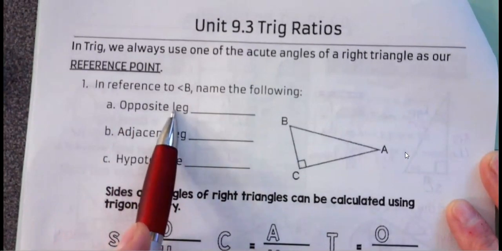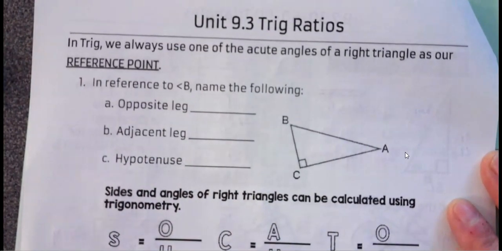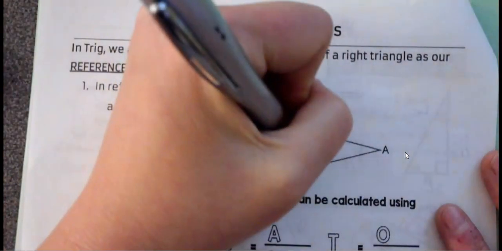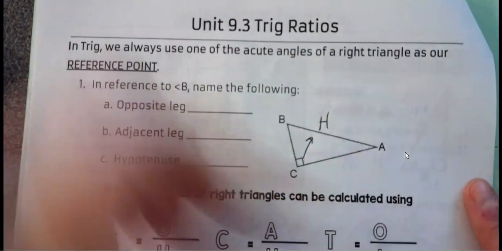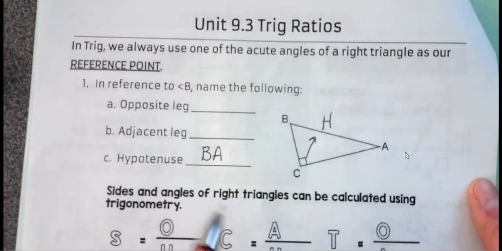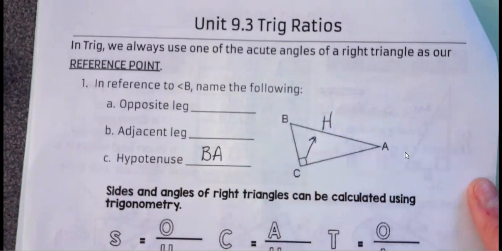So opposite leg, adjacent leg, hypotenuse. We already hopefully know what the hypotenuse is. So I'm going to put an H on the hypotenuse. If you don't remember what the hypotenuse is, you take the right angle and you point across the triangle. That's the hypotenuse. So we're going to call it BA is the hypotenuse, because remember, you name it with 2 letters. It's the line in between those 2 letters.